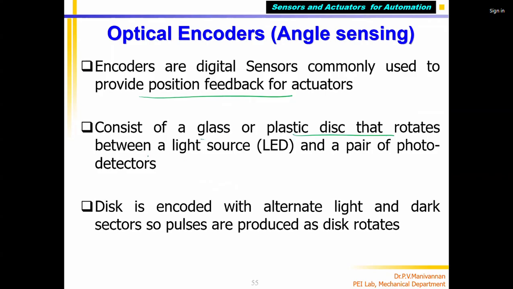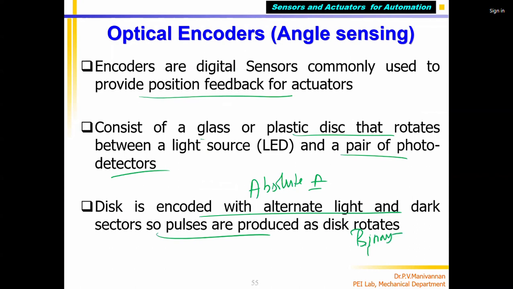Okay, optical encoders are commonly used to provide position feedback, and consist of a glass or plastic disc rotating between a light source and a phototransistor. In the case of the absolute encoder, the disc is encoded with a black and light pattern, which is a binary pattern. So the sensor produces a binary signal that can be directly counted, and you can say what the current angle is. Even if power goes and comes back, the absolute encoder gives the current angle of rotation of the shaft because it directly produces a binary value, not an incremental value.